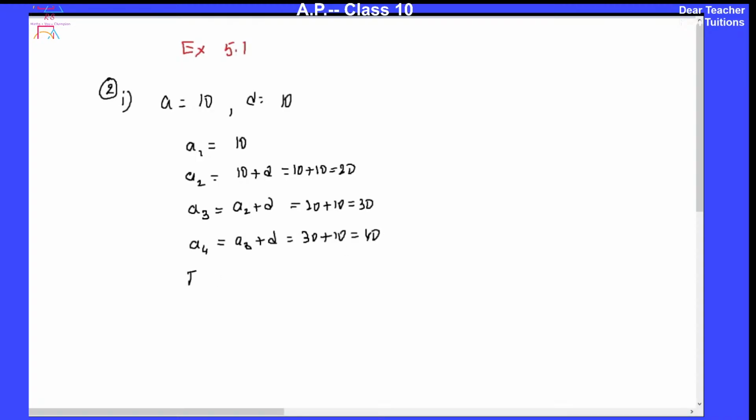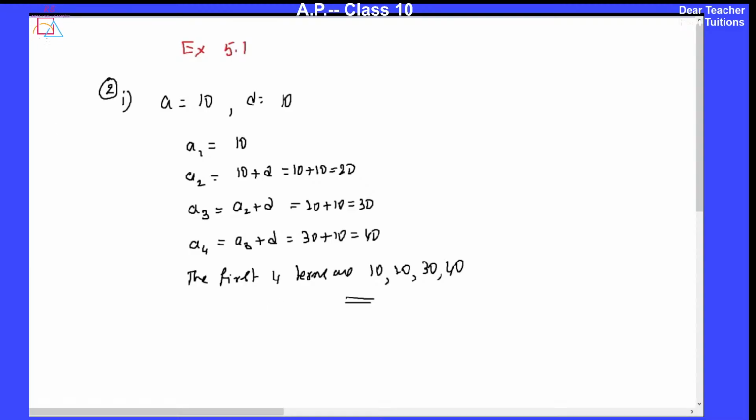So the first 4 terms are 10, 20, 30 and 40. This is how you have to do it. In this question 5 bits were given. You can do them. I will be doing one question.